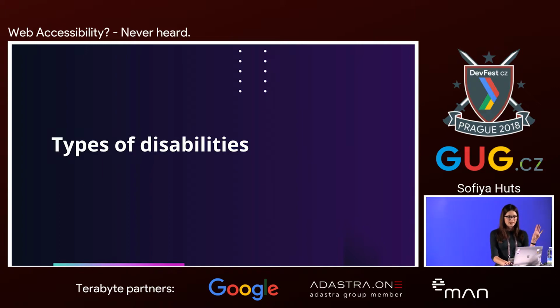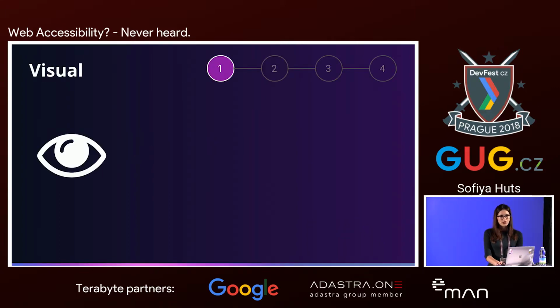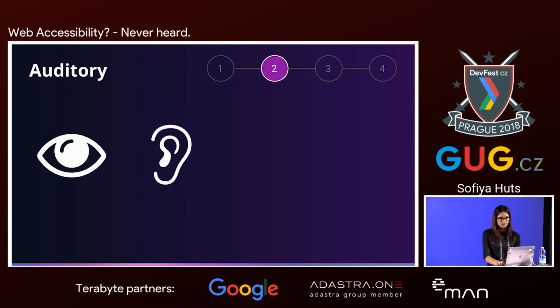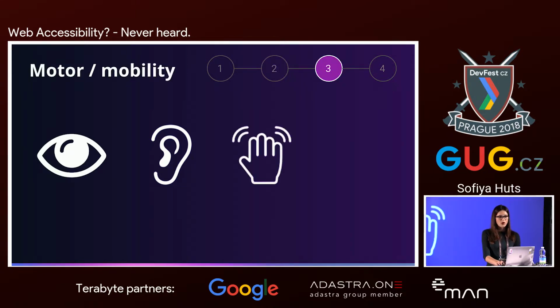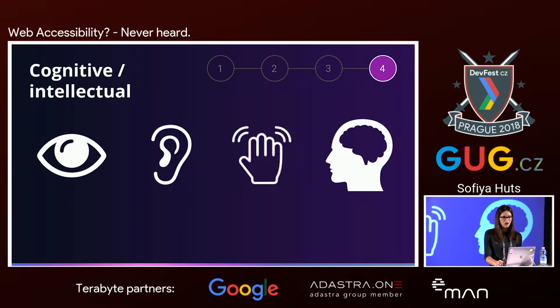So there are 4 main types. Visual is the range of people from low vision to total blindness. Auditory, from hard of hearing to deaf. Motor and mobility impairments, it's even a person who has an injured wrist or broken arm or has a paralyzed body. Cognitive and intellectual impairments include different disabilities, like disabilities with memory, development skills, logical skills.